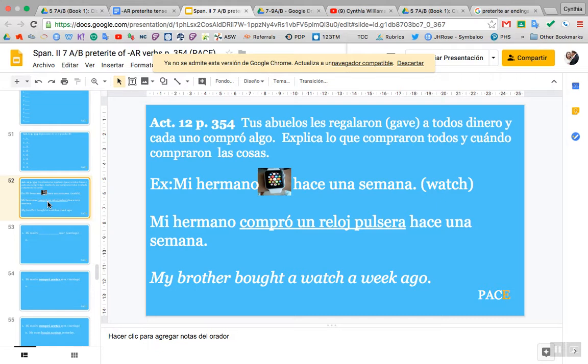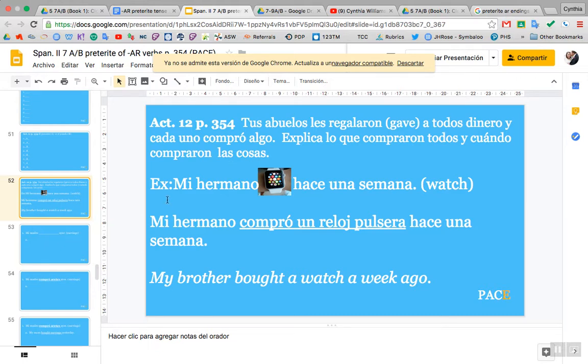Tus abuelos les regalaron a todos dinero y cada uno compró algo. Explica lo que compraron todos y cuándo compraron las cosas. So your grandparents gave you some money, everyone bought something. Go ahead and explain what you bought and when you bought it.